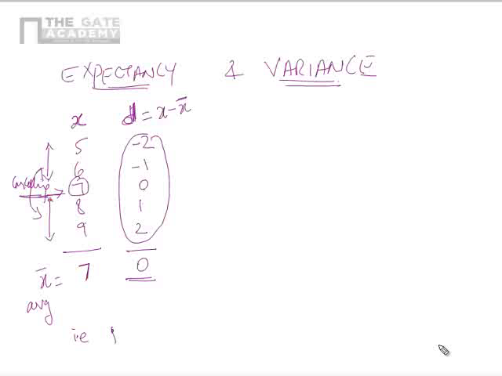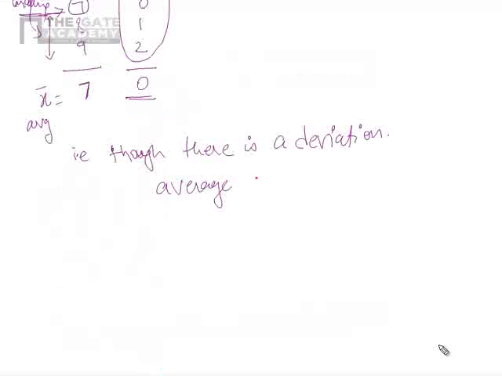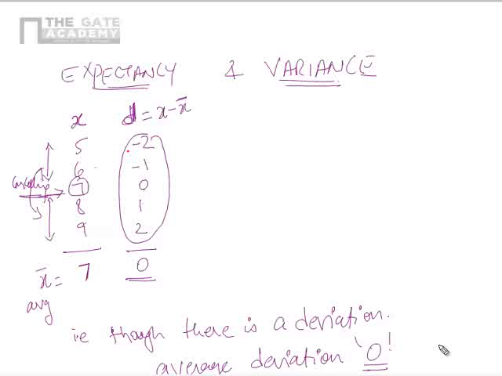That is, though there is a deviation, the average deviation is 0, because the positive deviation and the negative deviation are cancelling each other. So this is giving us a misleading concept. This is misleading us because actually there is a deviation, but the average deviation is 0. So we think that there is no deviation.